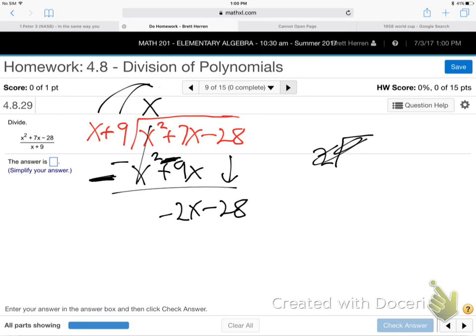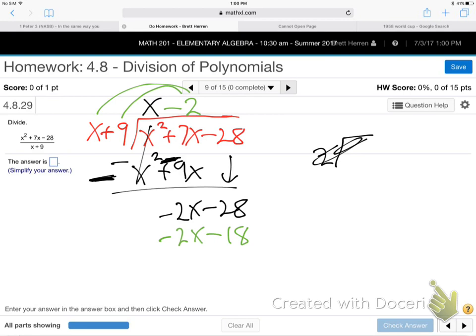Now, what are you going to do next? You have to ask yourself, what am I going to put up here? What times the front will match the front? It has to be an exact match. Same sign, same everything. Yeah, -2. And it goes to both, right? Because you want an exact match in the front. -2 goes to both, and you get -2x minus 18. Is that good?